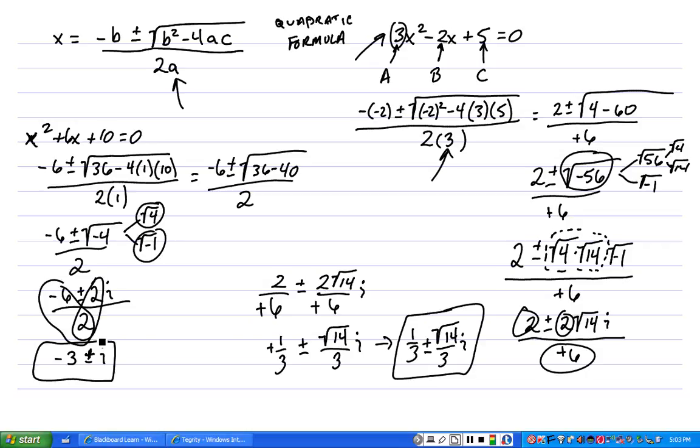Alright, so hopefully this helps you understand various ways we can deal with taking the even root of negative numbers by using imaginary units or using I as part of your solution.